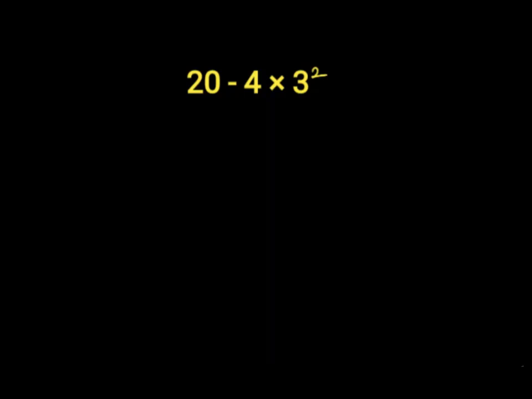20 minus 4 times 3 raised to the power of 2. 20 minus 4 will give us 16. Then we have 16 times 3 to the power of 2. 3 to the power of 2 is 3 times 3. 3 times 3 will give us 9. Then we have 16 times 9.